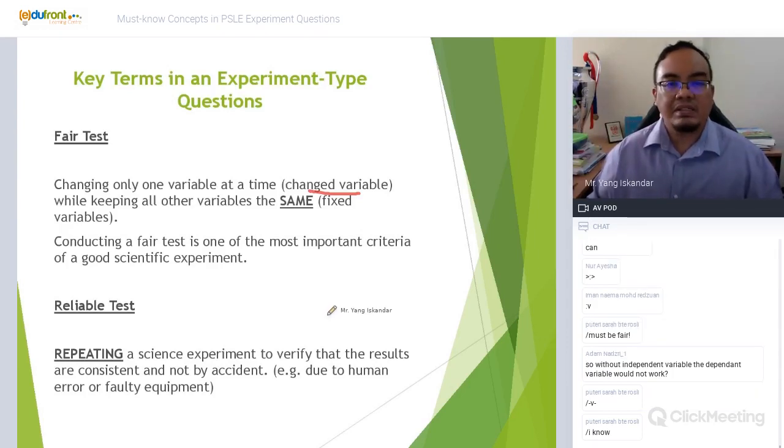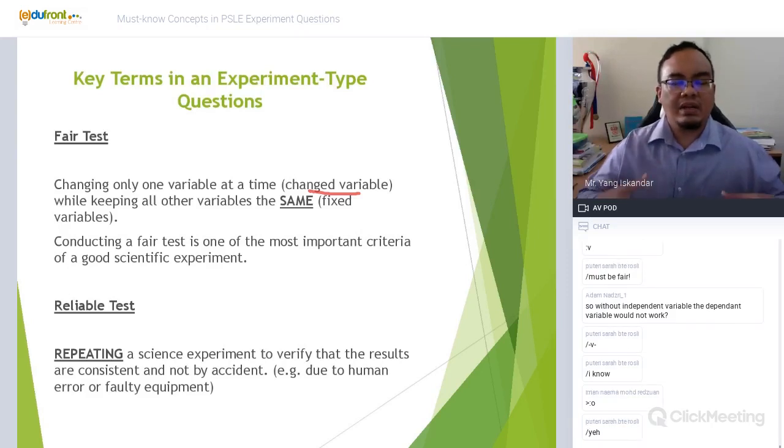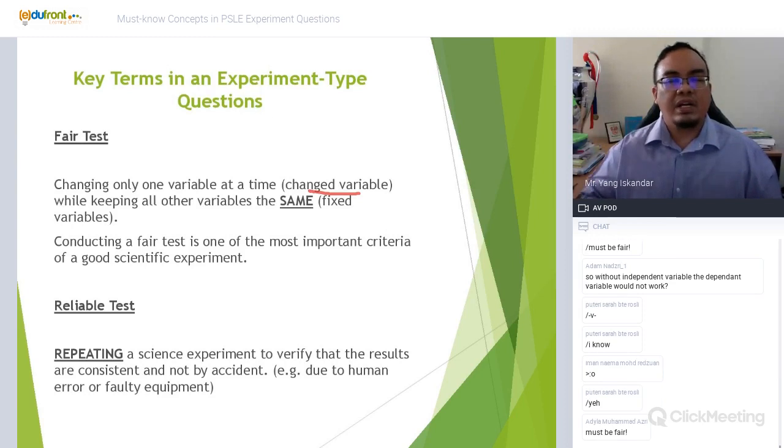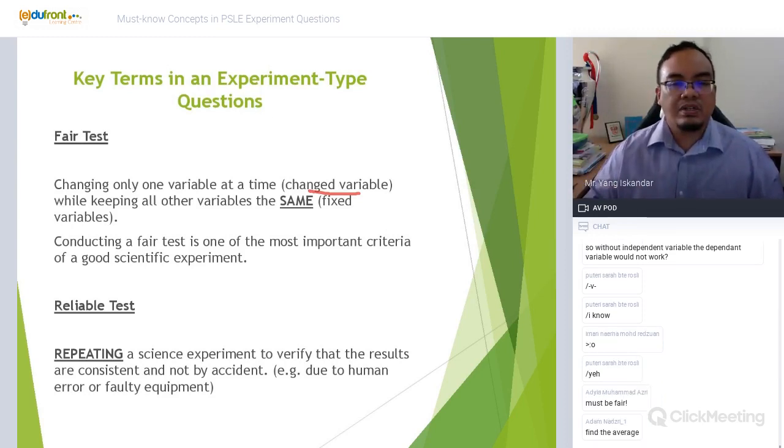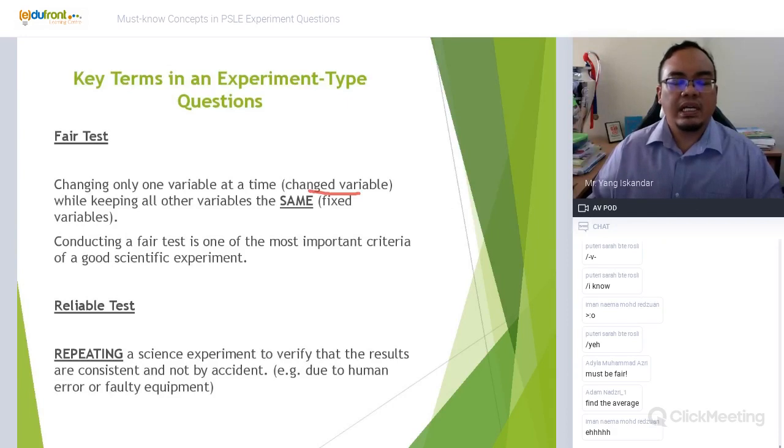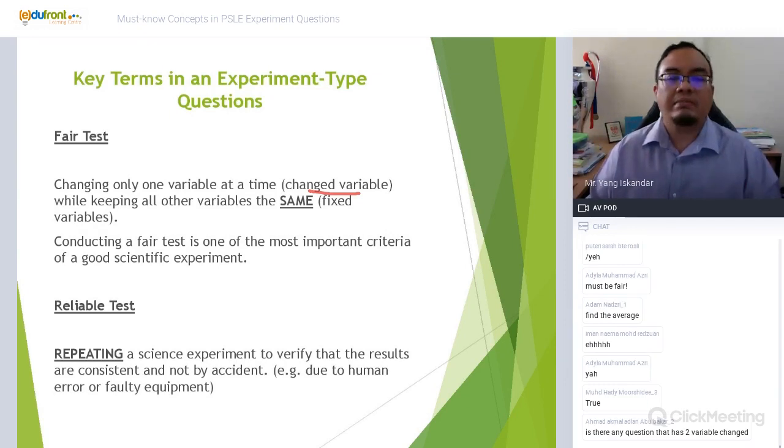Now, what does reliable test mean? It means that for the result of the experiment, you cannot conduct the experiment only once and then make a conclusion from the results. You must have more than one experiment. You must conduct it more than once. Example, a very simple example. You want to find out in your class who can run the fastest, and then you time.